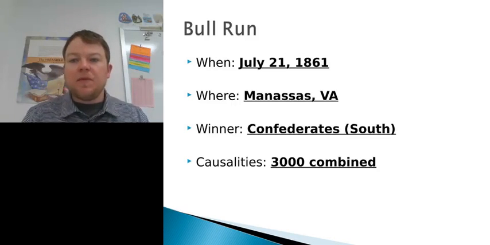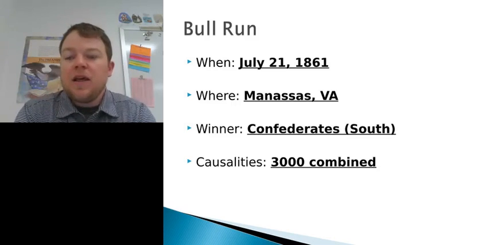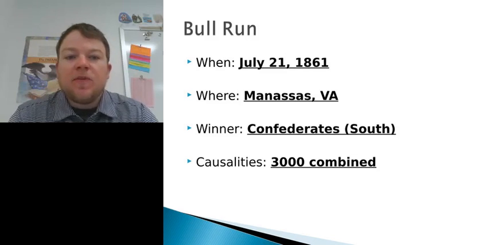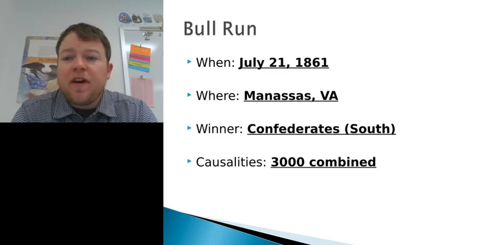All right. So the first battle of Bull Run. Bull Run is going to be the name that the Union is going to give to it. It's going to be called the Battle of Manassas in the South, and we can talk a little bit about those differences later. It's going to be fought July 21st, 1861, in Manassas, Virginia. The winner is going to be the Confederates, or the South.